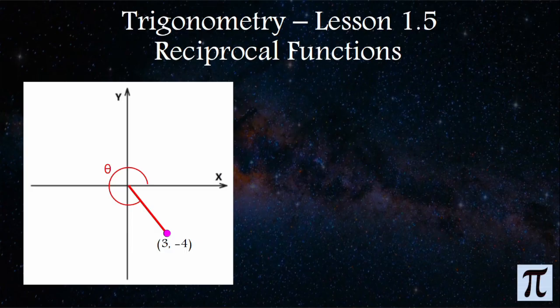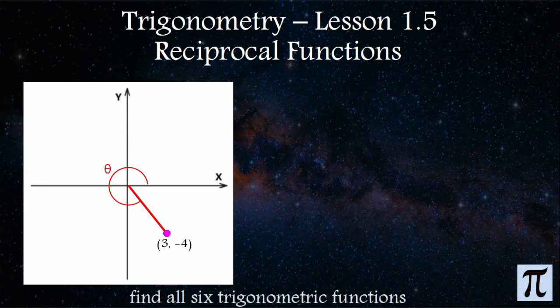Let's take a look at this example. We have rotated about the xy axis at an angle theta and ended up at a point 3, negative 4. Now let's find all 6 trigonometric functions. But to do that, we need x, y, and r. Well, we've already been given x and y. That's pretty easy. X is 3. And y is negative 4.